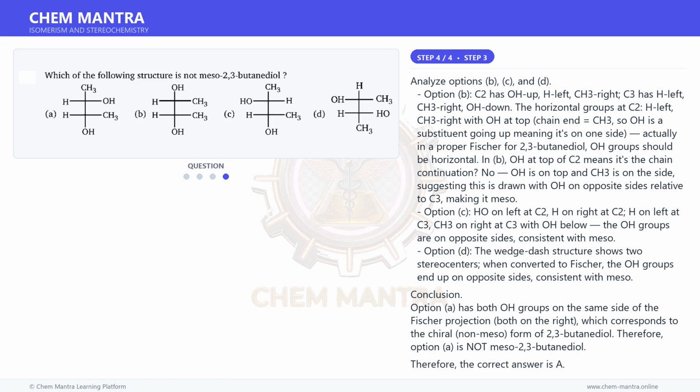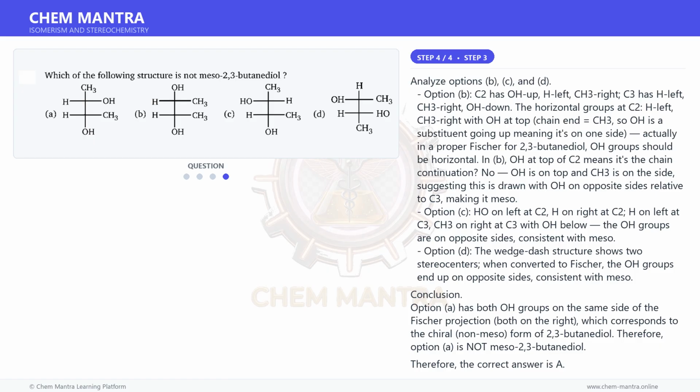Option C, HO on left at C2, H on right at C2, H on left at C3, CH3 on right at C3 with OH below. The OH groups are on opposite sides, consistent with meso. Option D, the wedge dash structure shows two stereocenters. When converted to Fischer, the OH groups end up on opposite sides, consistent with meso.